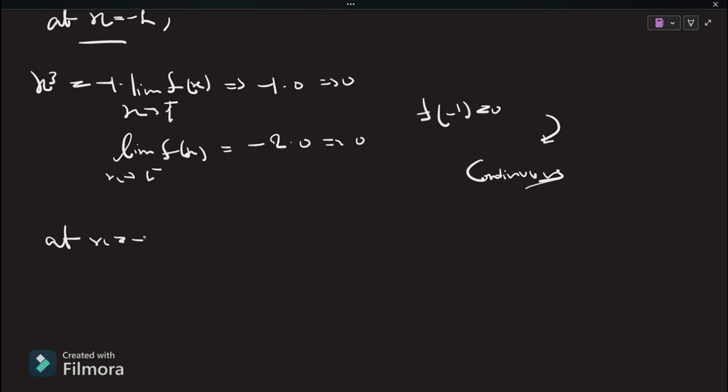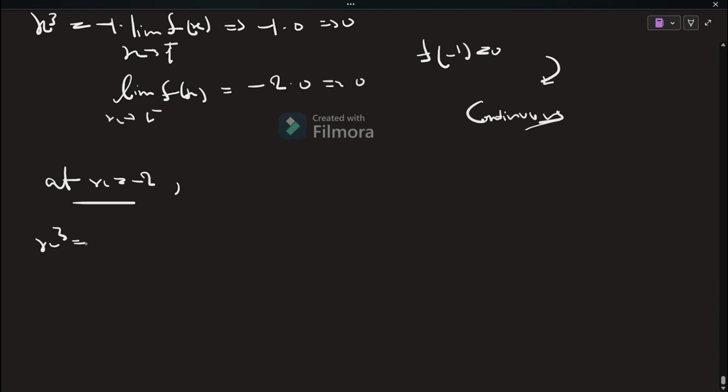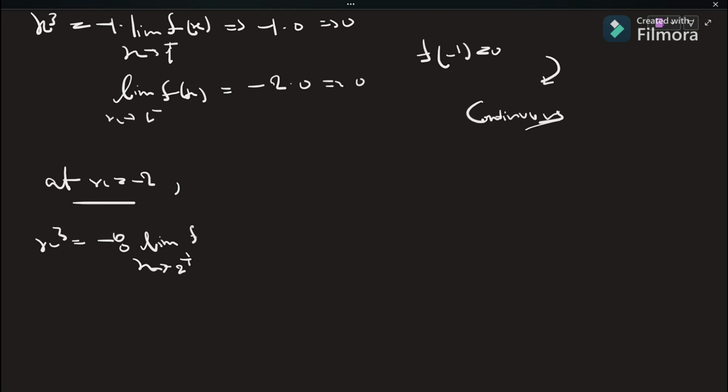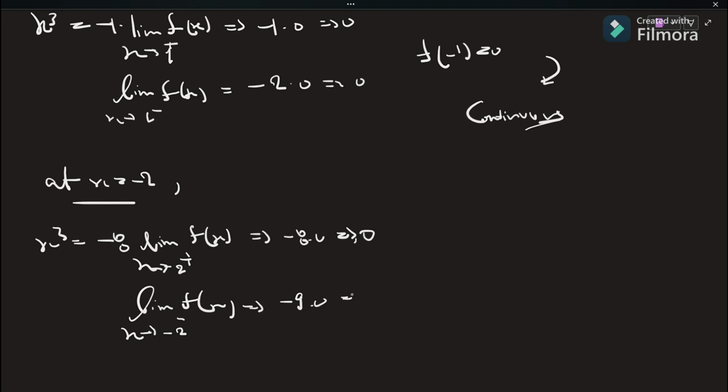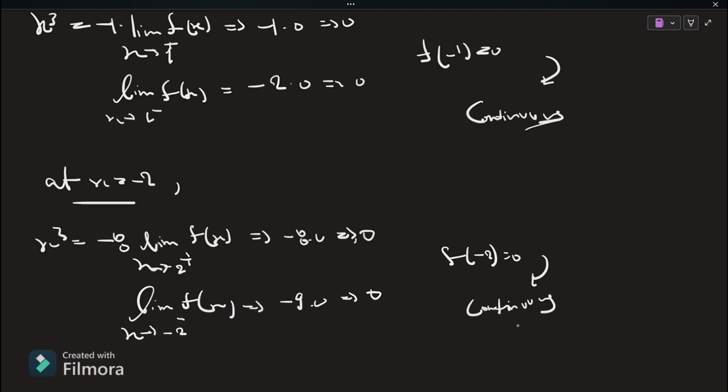Okay, so x cube equals to -8. Limit x tends to -2 where right hand limit, so f of x will be -8 into 0, it will get 0. And limit x tends to -2 पे left hand limit f of x जो आएगा -9 into 0, it will get also 0. And f of -2 equals to 0 होगा यानी कि कंटिन्यूअस होगा. ओके, कंटिन्यूअस हो जाएगा.